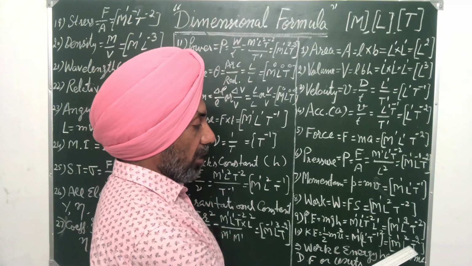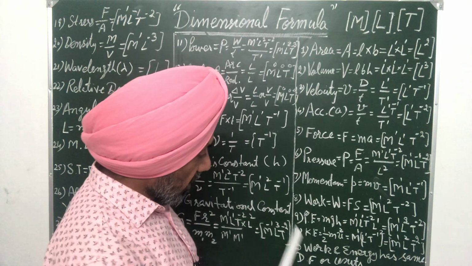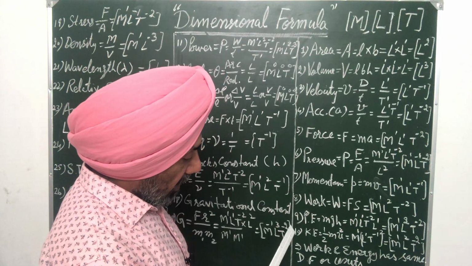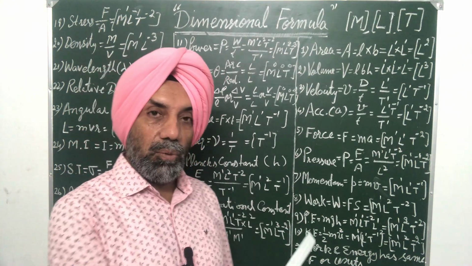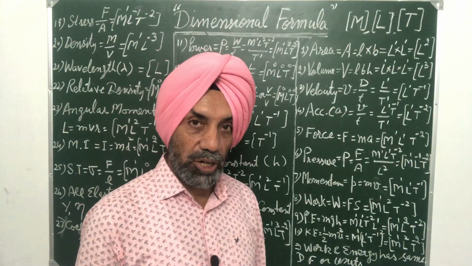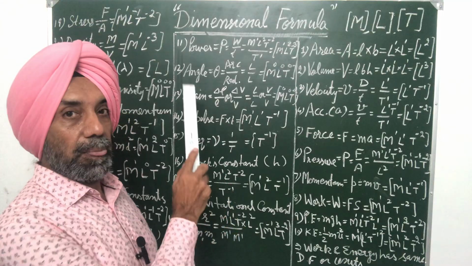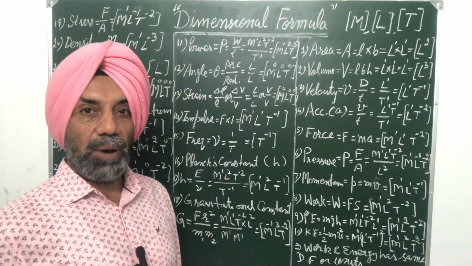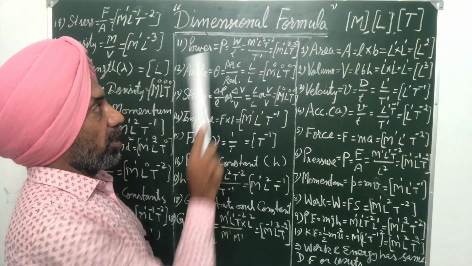So it will be M1 L2 T^-2. So we can see work, potential energy and kinetic energy. In other words, work and energy have the same dimensional formula as well as the same units. Then we come to power. Power is defined as rate of doing work.